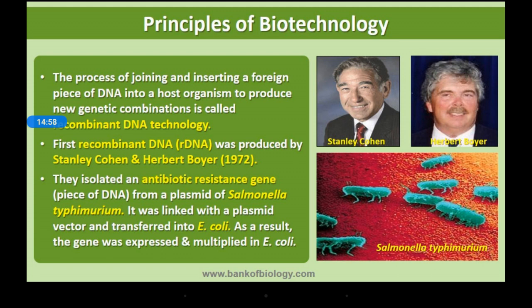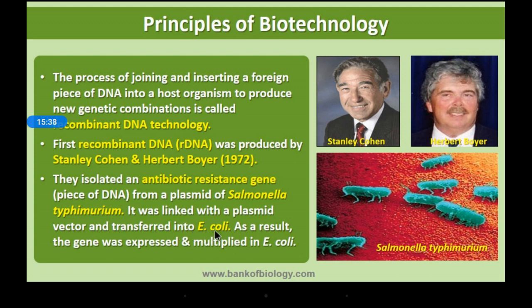So what did they do? They isolated an antibiotic resistant gene. They selected or isolated an antibiotic resistant gene, that is a piece of DNA, from a plasmid of Salmonella typhimurium. And what did they do? It was linked with a plasmid vector and transferred into E. coli. The antibiotic resistant gene, a piece of gene from Salmonella typhimurium, was selected and transferred into E. coli.